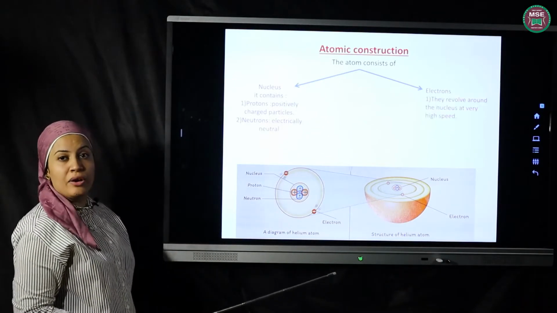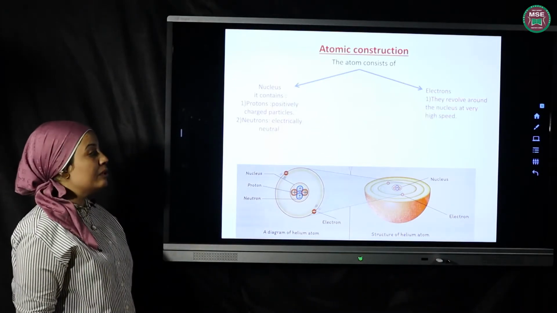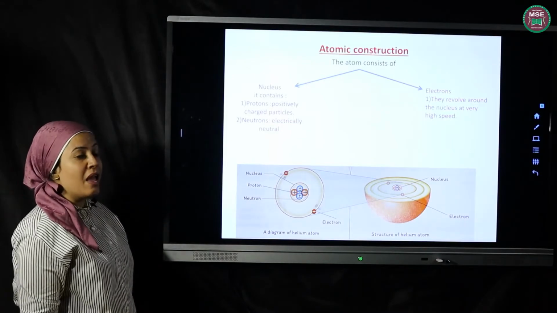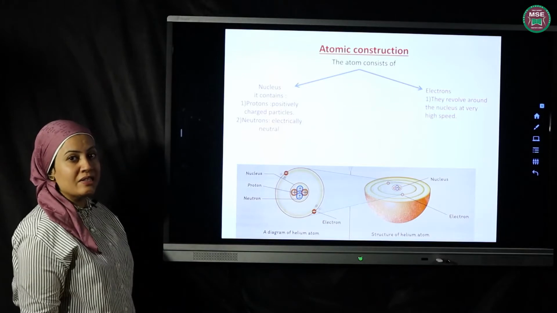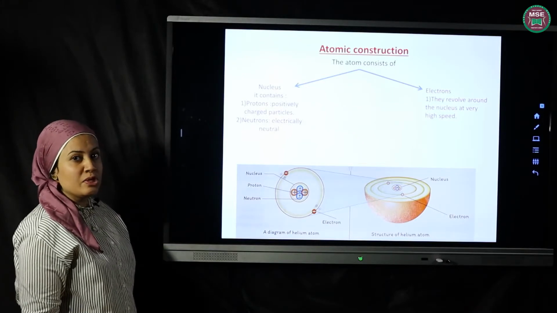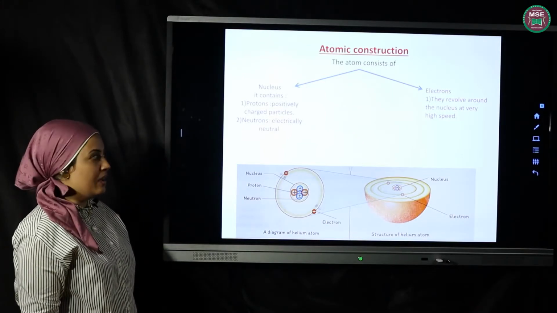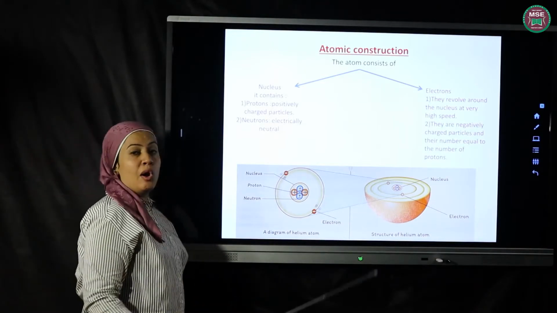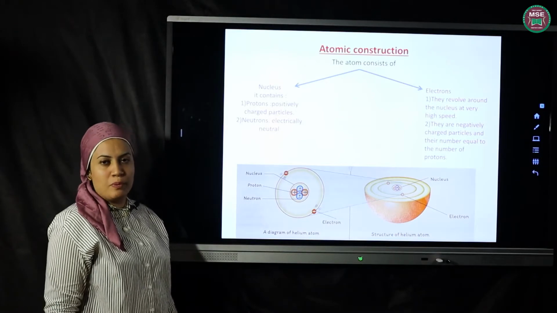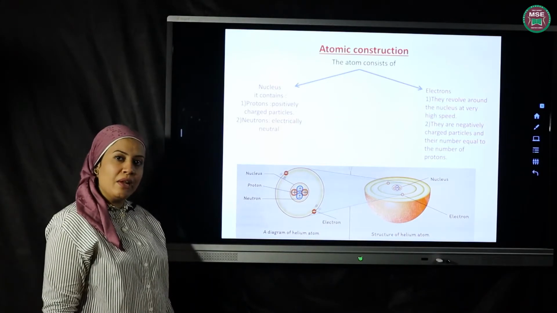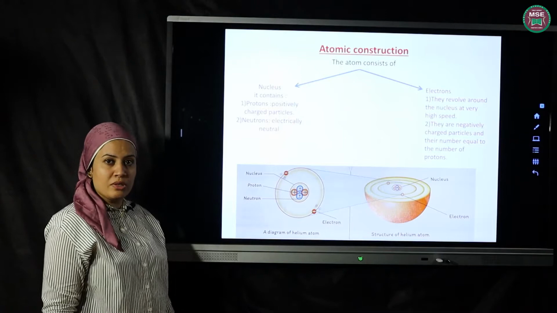The electrons revolve around the nucleus at very high speed, and we will study in our lesson that they revolve around the nucleus in orbits, which are known later as energy levels. Okay, and they are negatively charged and they have the same number as the positive protons, so our negative electrons equal the number of positive protons.